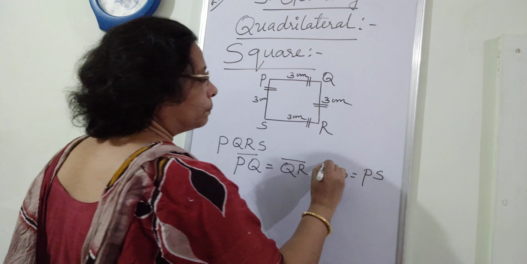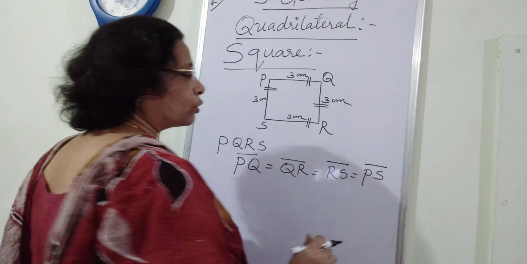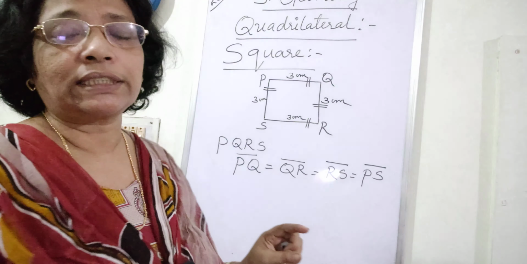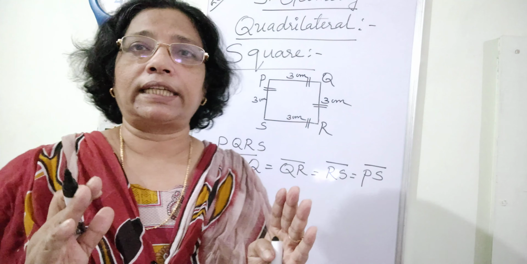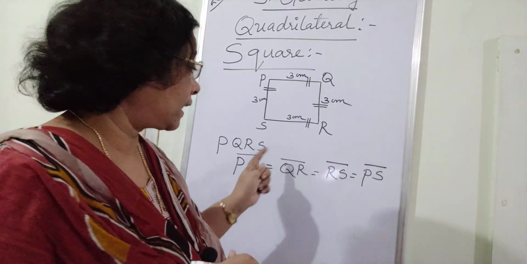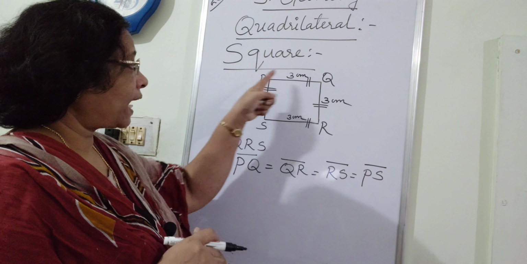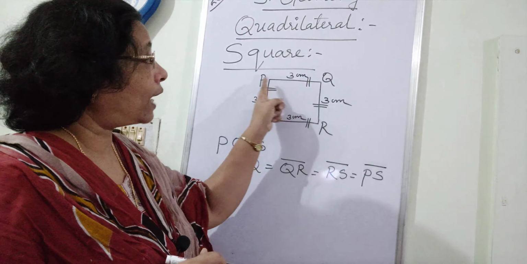QR is also a line segment. RS and PS are also line segments. Line segment means it has a definite length. It has two definite endpoints. Which are the endpoints of PQ? P and Q are the endpoints of line segment PQ.